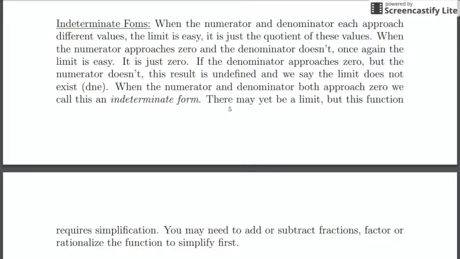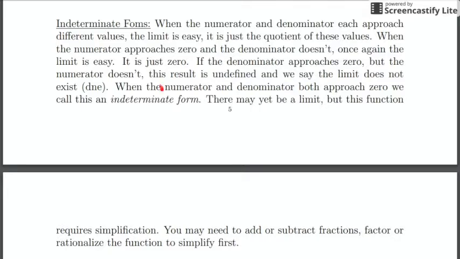We just took a look at that. That's when we had like m over n. Not a problem. When the numerator approaches 0 and the denominator doesn't, again, like we just said, that's not a problem. The answer is just 0. If the denominator approaches 0, but the numerator doesn't, the result is undefined. We say the limit does not exist, DNE. Again, that's not a problem.